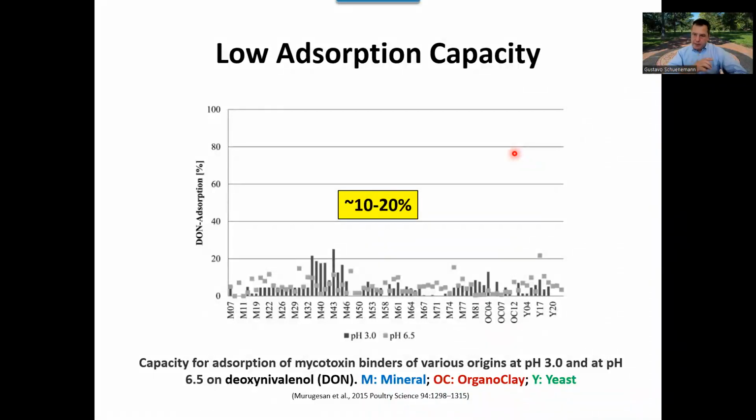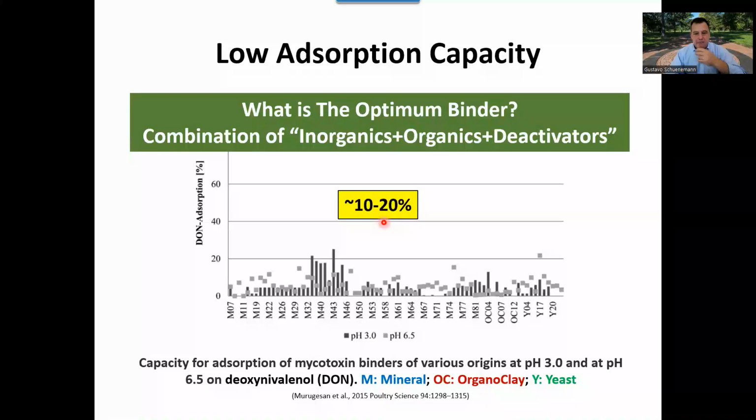Now, when we come to DON, this mycotoxin binder has a really low absorption capacity. It's about 10 to 20%, regardless of which one, whether inorganic, organic, or yeast. This is why, in the selection process for the binder, it is important that you have a combination in the binder that is combining some of these technologies.